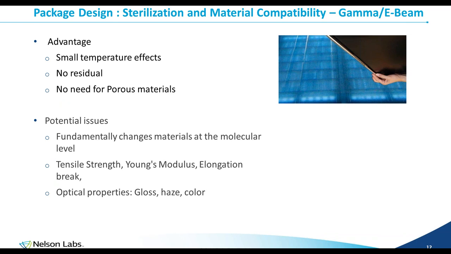Radiation, there's gamma and EB. The advantage of these are there are pretty much no temperature effects, there are no residuals to worry about, and you don't need porous material for either gamma or EB.